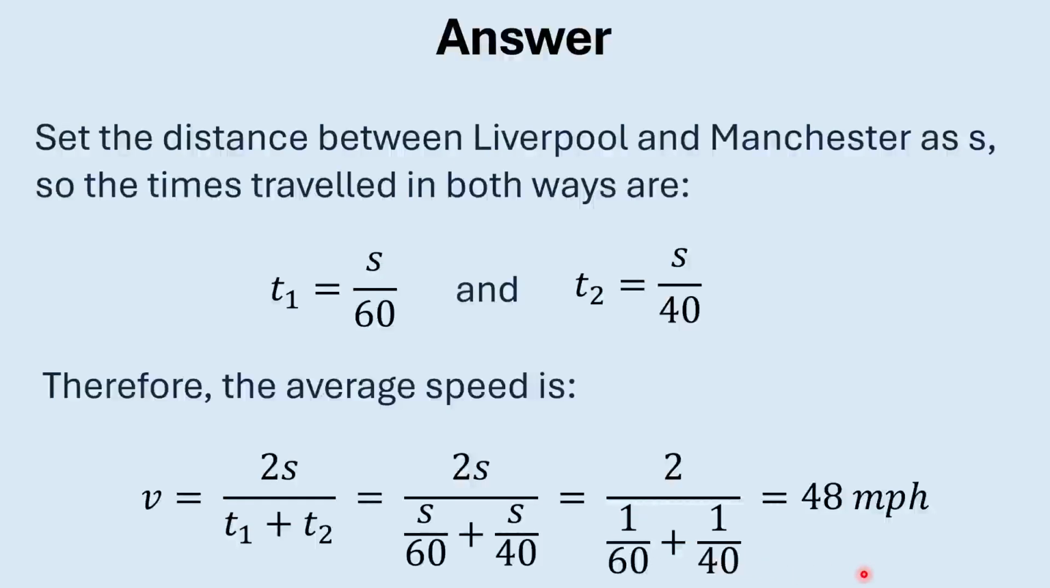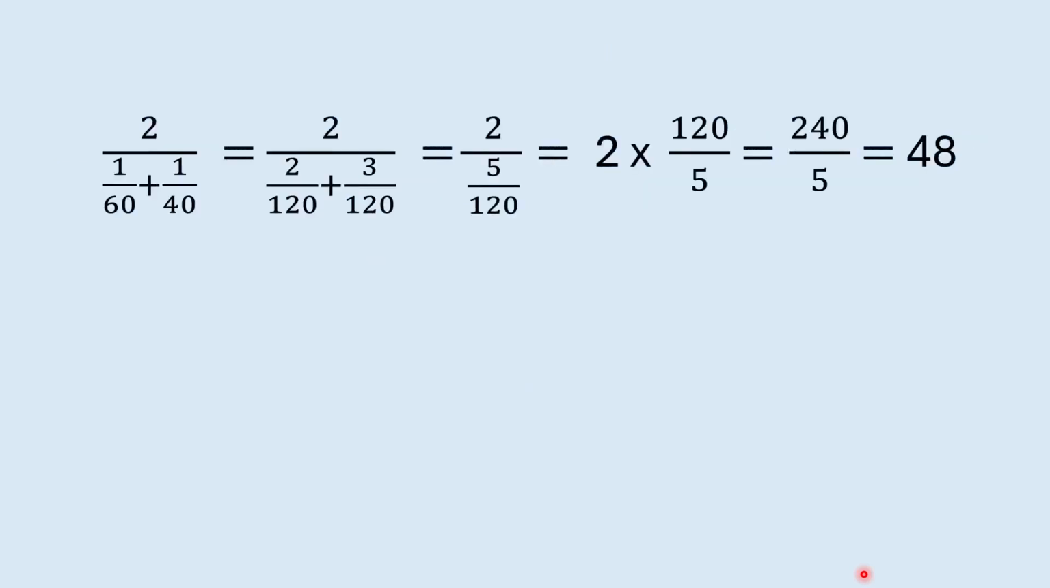If you are familiar with the calculation of fractions, probably you can quite easily work out the final answer, which is 48 miles per hour. And if you struggle a little bit, please go to the next slide. I will demonstrate the calculation procedure here.